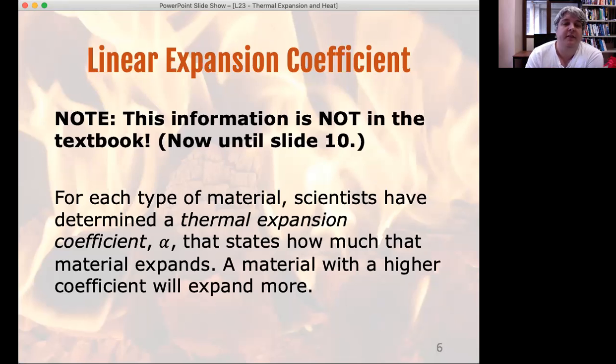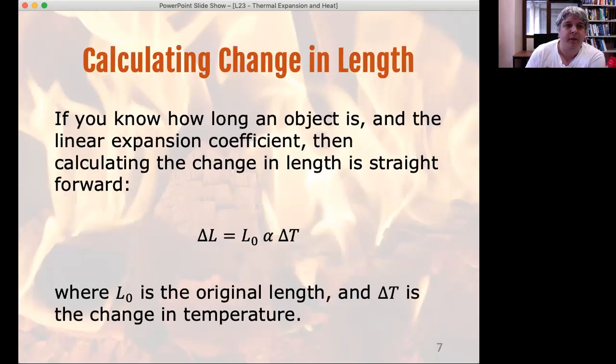So this slide and the next couple are not in the textbook. I think they may be in a little extra section at the end of the chapter, but they're not in the main content of the textbook if you are following along with the textbook.